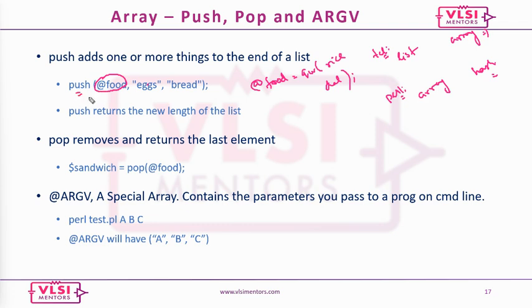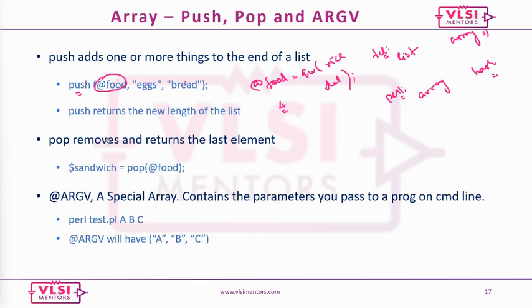Push is the keyword, that array operation keyword, where these two would be added on top of this. Basically now there are only two elements over here, whereas now the eggs and bread would be added on top of it. Eventually @food will now have four elements, where your eggs and bread got added. So push returns the new length of the list after adding these two elements.